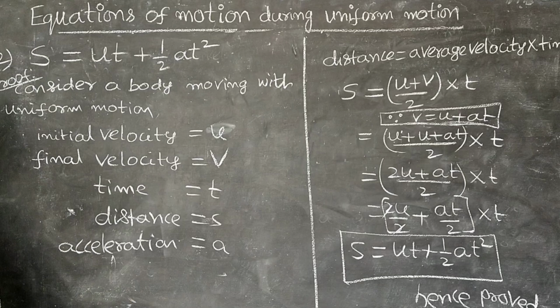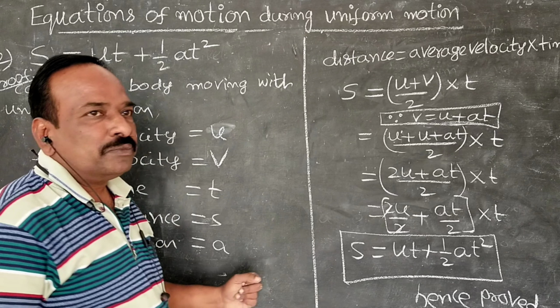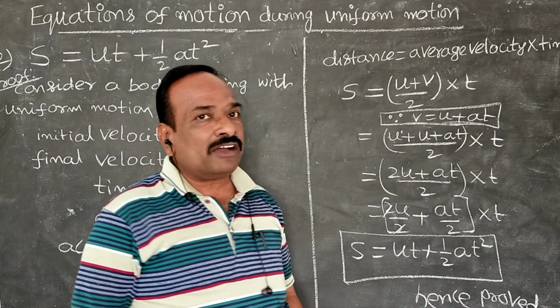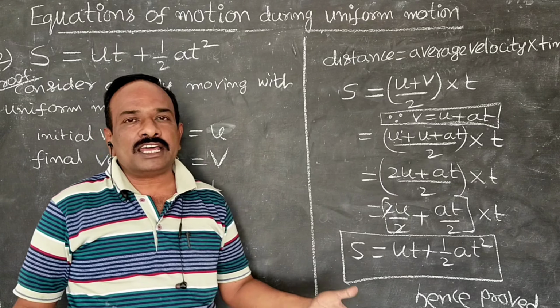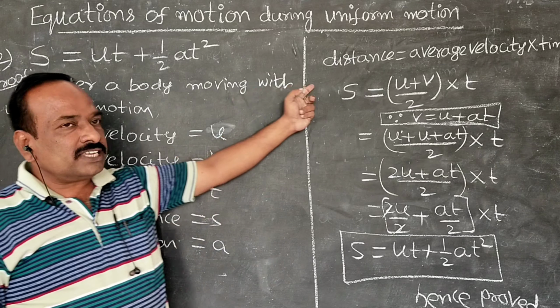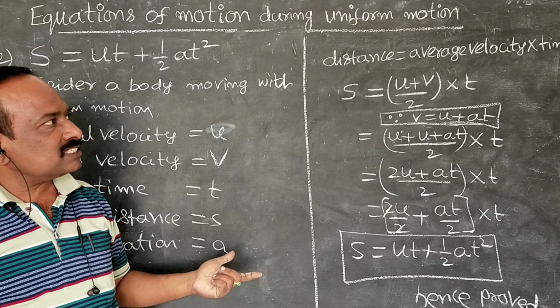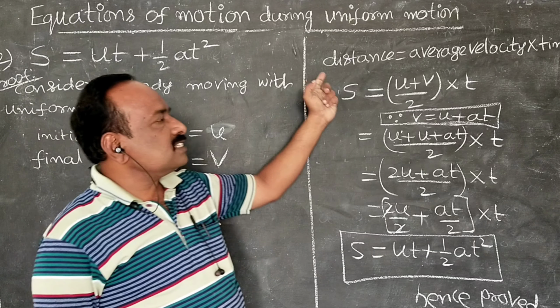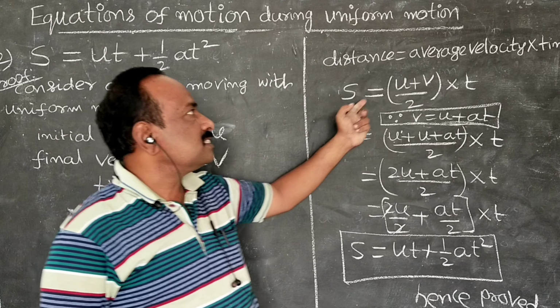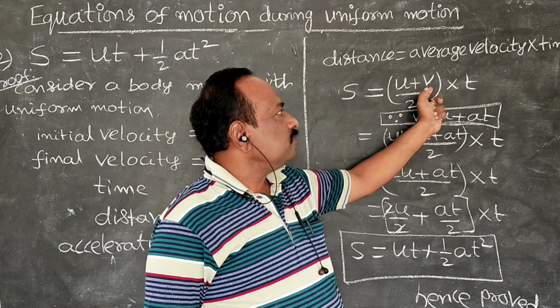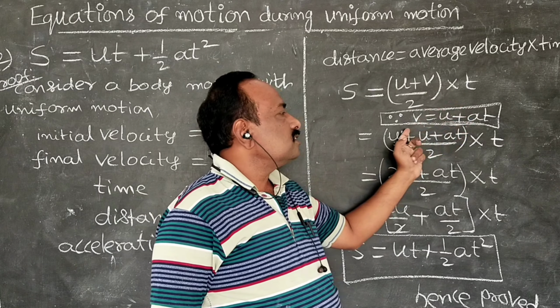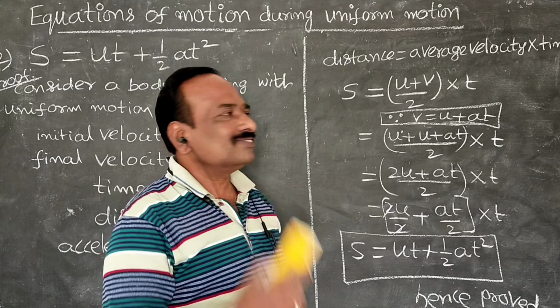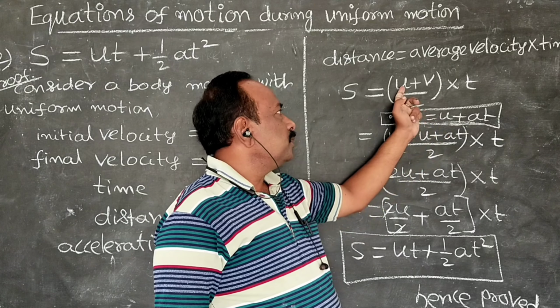Here, distance equal to average velocity into time taken. So here s equal to (u plus v) by 2 into t. Distance means, yes, average velocity means (u plus v) by 2 into t. So we know v equal to u plus at. That will be substituted in this equation.